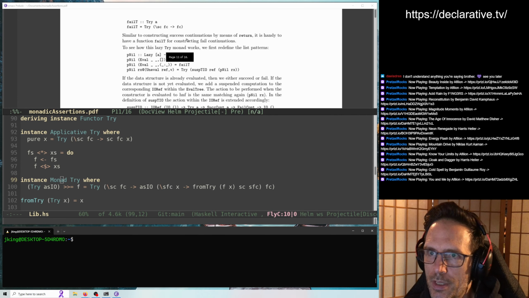So similar to constructing success continuations by means of return, it is handy to have a function fail t for constructing fail continuations. We have that as well as fail.